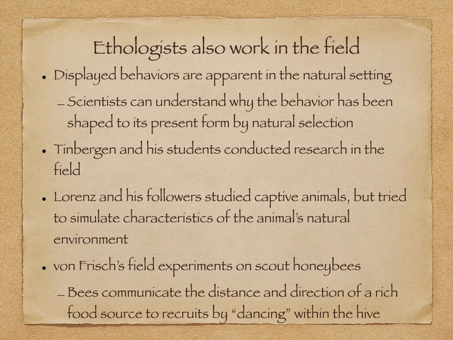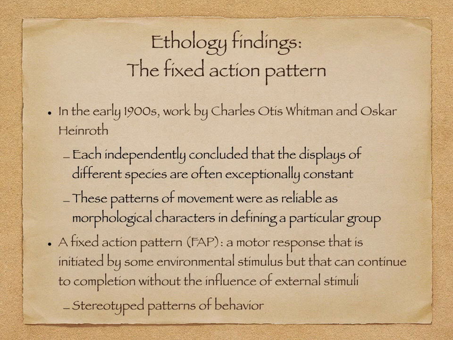Ethologists also tend to work in the field, as we mentioned, displaying behaviors in the natural setting. They are uninterested. If you take all of the other confounding variables out, they believe that you end up with empty behavior. So one finding that they had was the fixed action pattern, or the FAP, and this is that displays of different species are often exceptionally constant. The patterns of movement are as reliable as morphological characters in defining a particular group. If you see a specific set of behaviors, you know what species that belongs to.